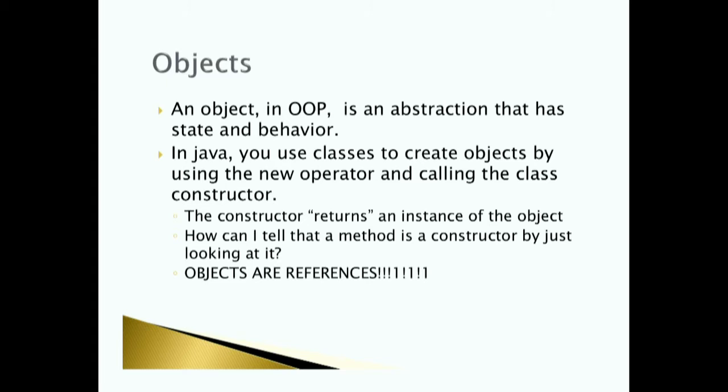Let's say you had a bicycle, I guess the quintessential example. A bicycle could have 2 gears, it could have 3 gears. So that would be an instance variable, like number of gears, and each bicycle has its own number of gears, is basically what that means. And then in Java, we use classes to create objects by using the new operator and calling the constructor. The constructor returns an instance of the object, and objects are references.